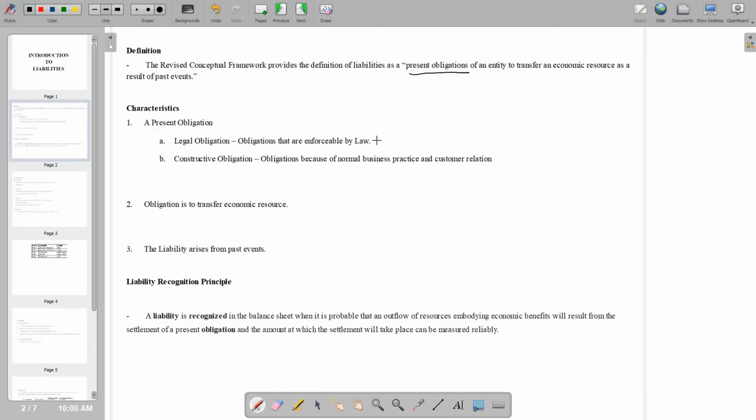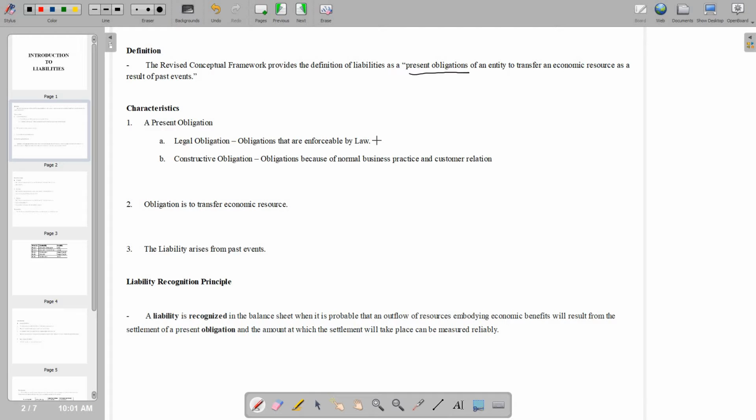Now, number two, constructive obligations. These are obligations because of normal business practices. What are examples of this? Examples are provisions. Provisions are types of liabilities that are probable and can be measured reliably.